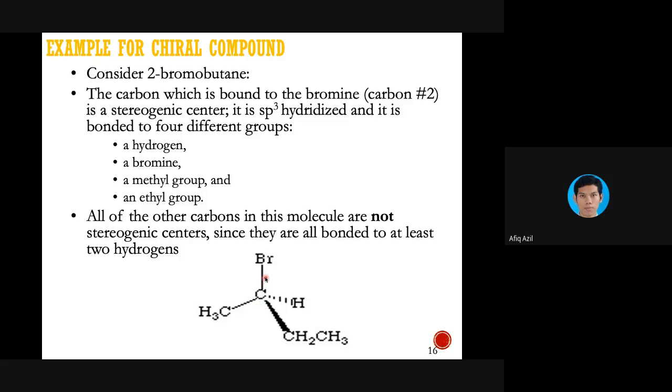The chiral center must contain 4 different groups. You have 1, 2, 3, and this whole ethyl group. So you don't just look at the atom itself, you have to look at the whole group of atoms that is bonded. So this will be considered as 4 different groups of atoms.